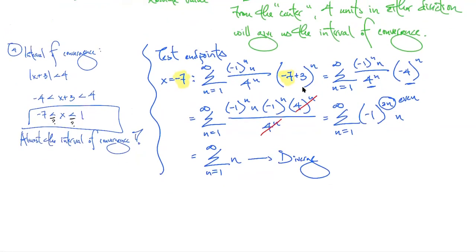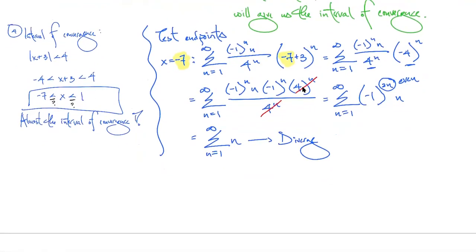Now, we still have to test the other endpoint, okay? So we're going to do the same thing, but we're going to plug in x equals 1. So that will give us the sum from n equals 1 to infinity of -1 to the n times n over 4 to the n, and I got 1 plus 3 to the n. Okay. So just like before, I take my x value, I plug it into the original equation where I saw the x. And then I simplify. So I know that 1 plus 3 is 4, so I've got a 4 to the n on the bottom and a 4 to the n on the top.